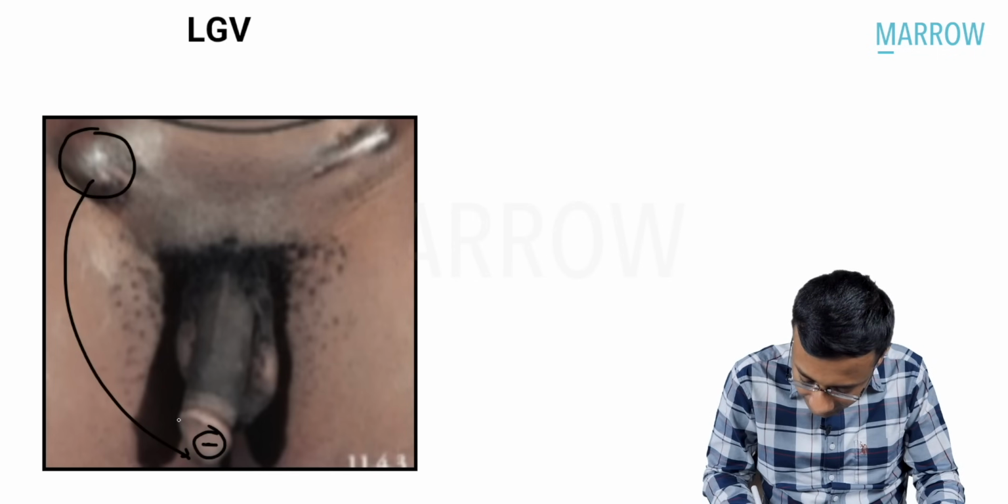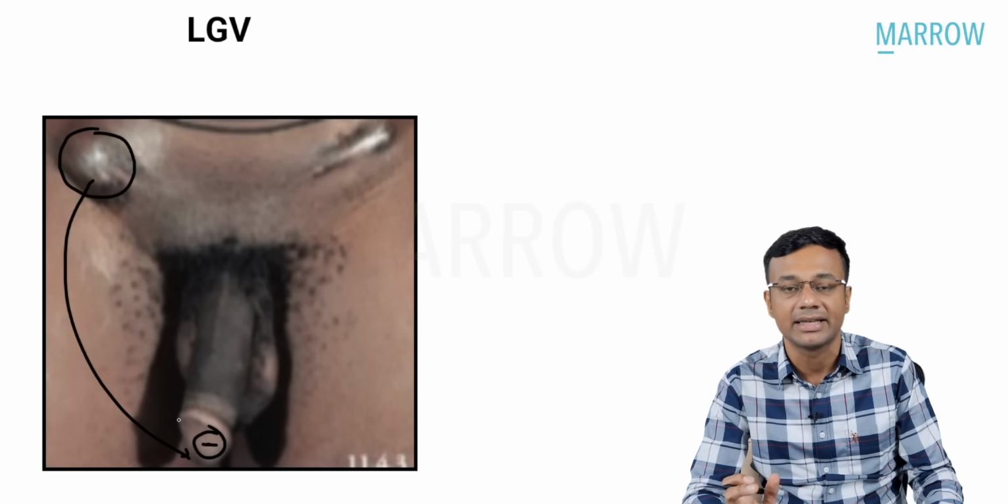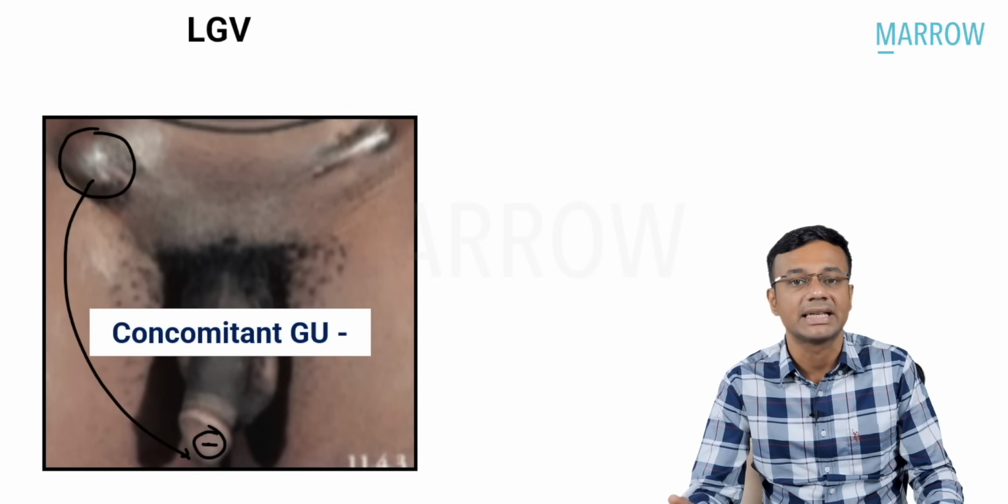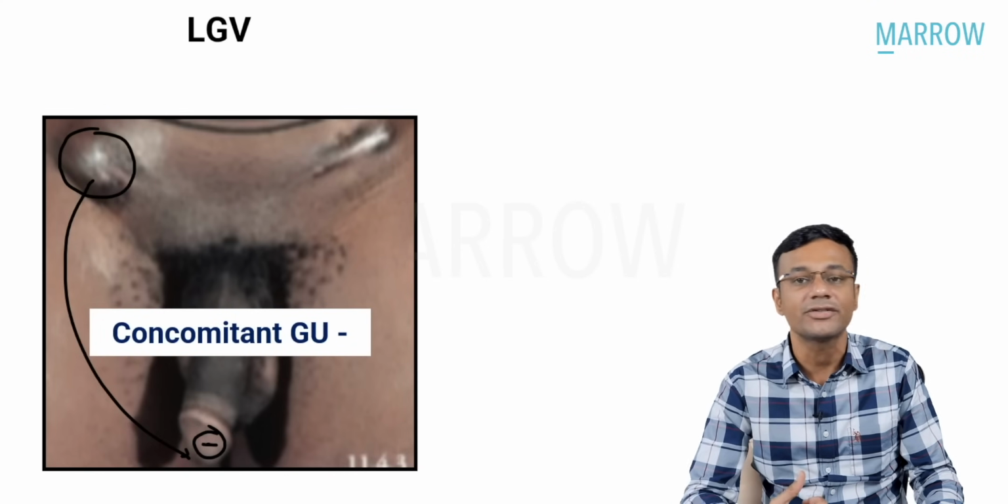So in LGV, what happens is when the bubo is present, at the same time when you examine the genitalia, the ulcer will be absent over the genitalia. This is called concomitant genital ulcer absent, which is very, very important in the context of LGV.